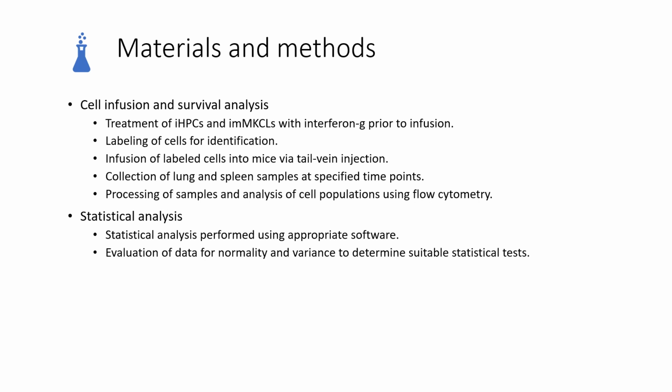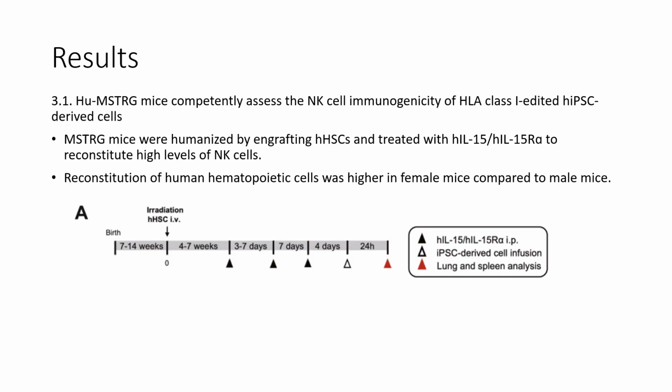The materials and methods for the cell infusion and survival analysis consisted of a treatment of iHPCs and imMKCLs with interferon gamma prior to the infusion, the labeling of cells for identification, the infusion of labeled cells into mice via tail vein injection, the collection of lung and spleen samples at specified time points, and finally the processing of samples and analysis of cell populations using flow cytometry. Finally, statistical analysis was performed using appropriate software and the evaluation of data for normality and variance to determine suitable statistical tests.